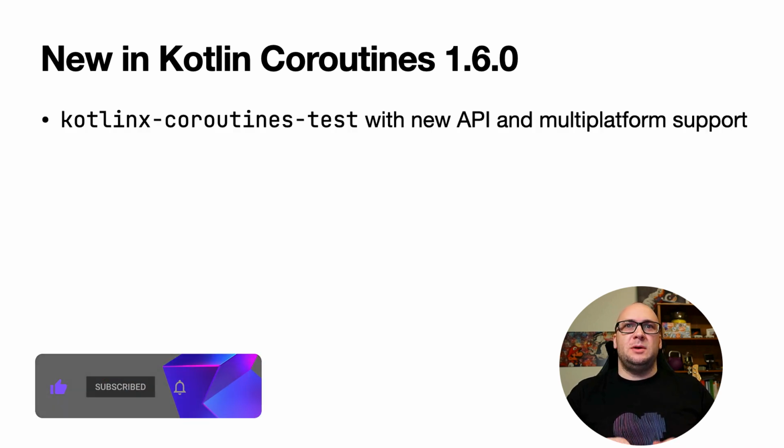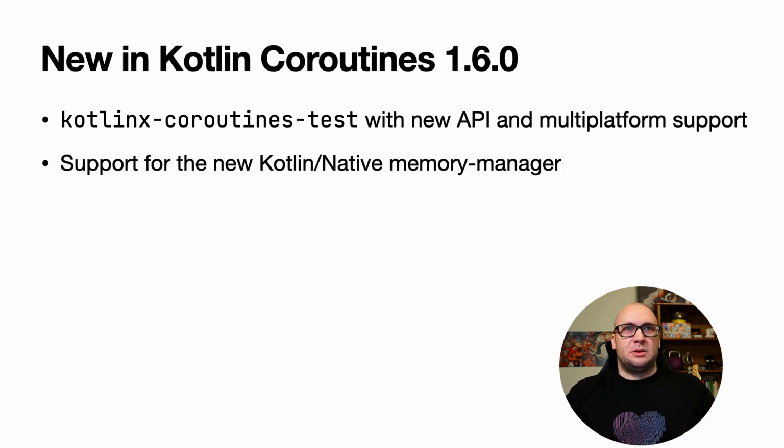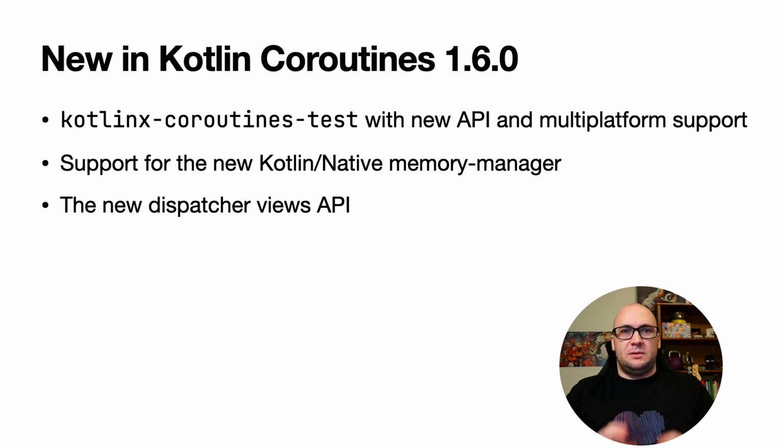And here is a quick summary of this release. kotlinx-coroutines-test with the new API and multi-platform support introduces a common solution for writing portable tests with suspending functions. We start to support the new Kotlin Native Memory Manager, and it makes multi-threaded coroutines for Kotlin Native available out of the box. The new Dispatcher Views API allows limiting the parallel execution without creating additional threads and provides the unified way to create dispatchers.